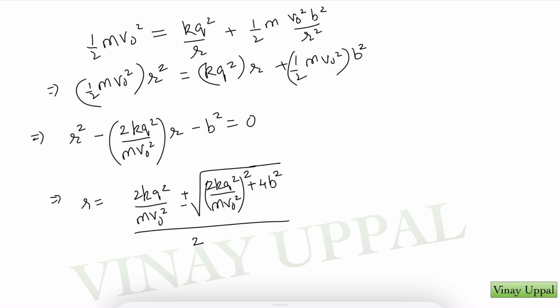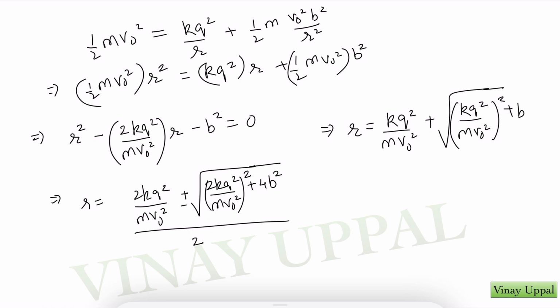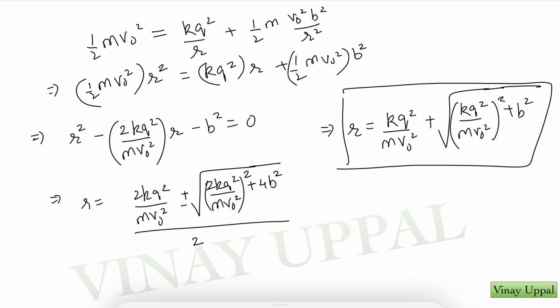Alright, so here we know that r is positive and therefore we will select the positive sign in the quadratic, and therefore my final answer, I'll just write it as k q squared by m v naught squared plus, let me just take the 2 inside the square root, the denominator 2, and that will be k q squared by m v naught squared, whole squared, plus b squared. So this will be my minimum distance between the two particles.